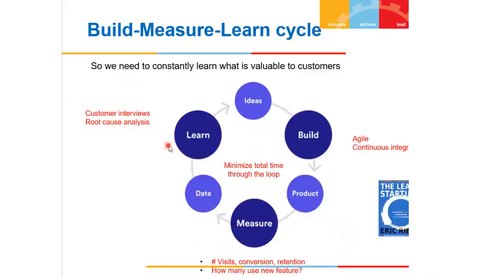We learn about its value also from customer interviews and doing root cause analysis, and then we change the ideas, come up with some new ideas, and build the product again or improve the product. So this is the cycle that we have to continue to do. And the most important thing is to keep this cycle time very, very small so that we don't waste too much time in building a very full-fledged product, right?